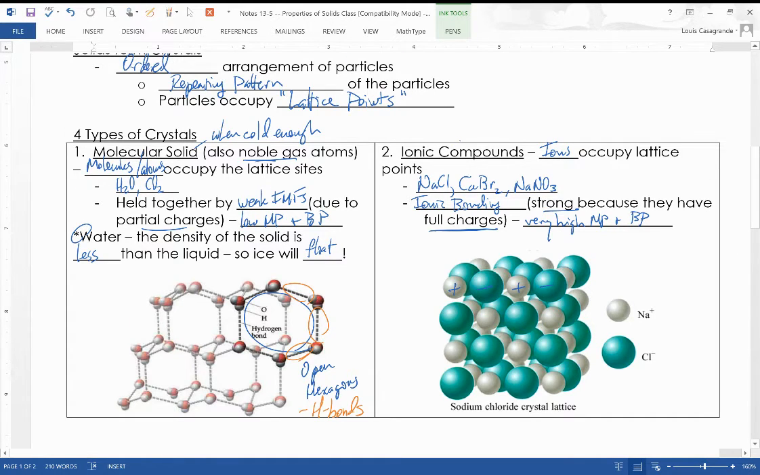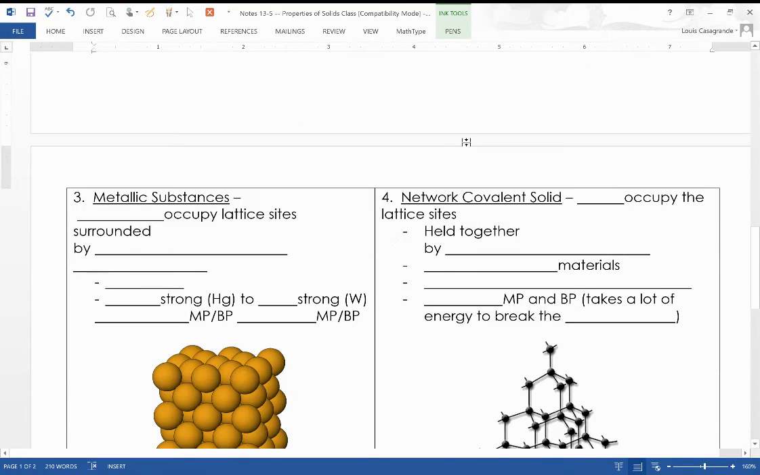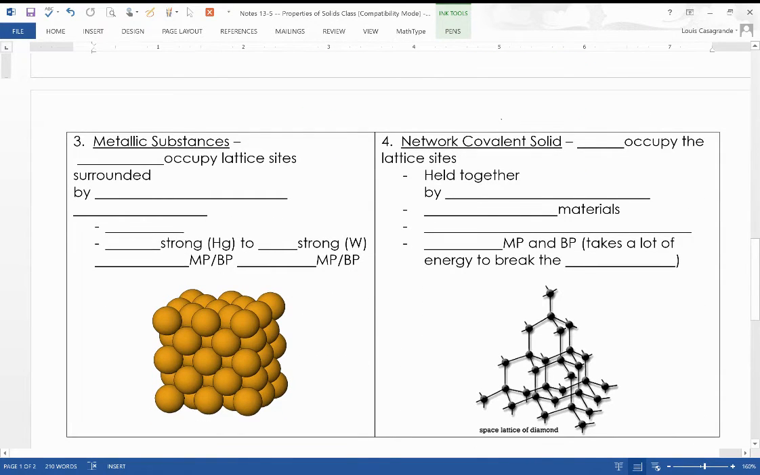Okay, if we turn the page, we now have metallic substances, metallic crystals, in which metal ions occupy the lattice sites, and they're surrounded by that sea of electrons. So this is a copper crystal down below, and each of the copper ions actually should be a 2+ because it's copper. And what I don't have drawn in here is the electrons. So picture those electrons moving around inside there.